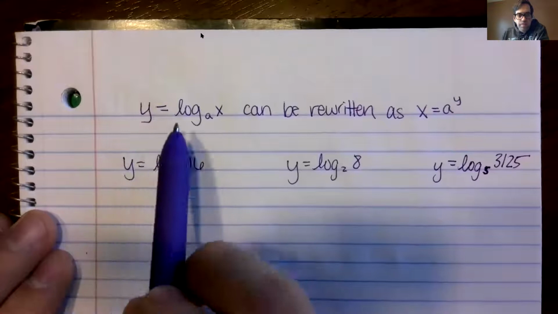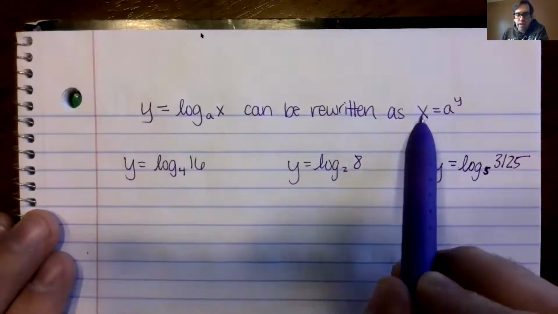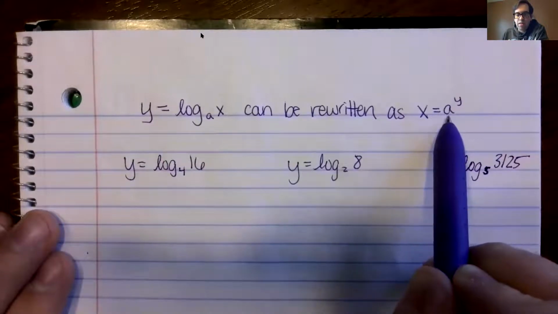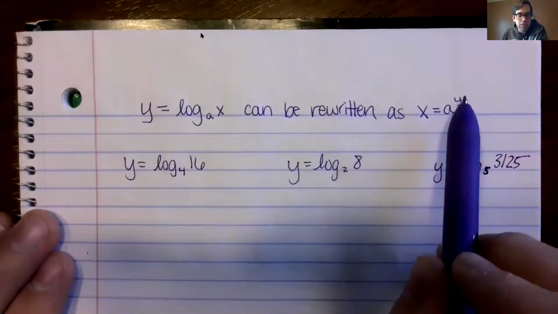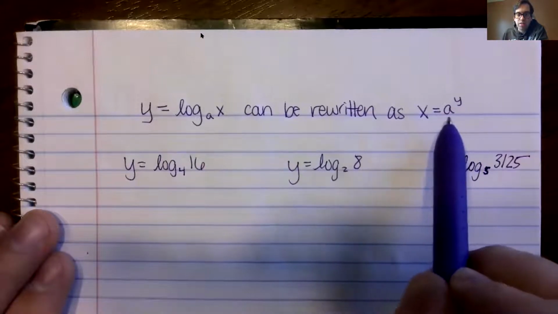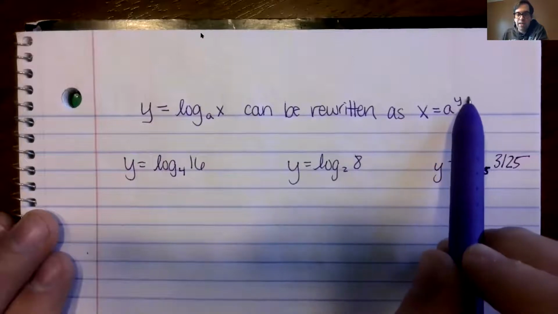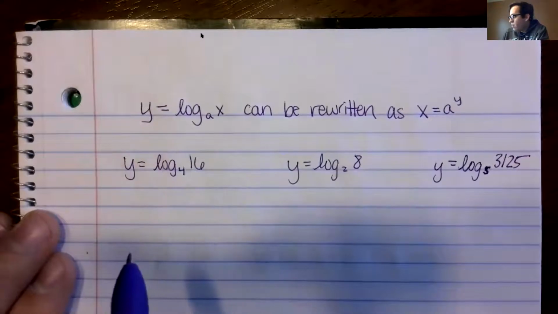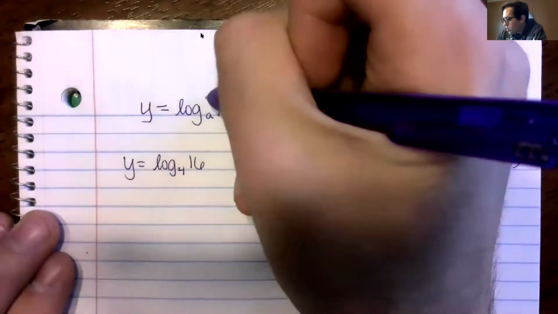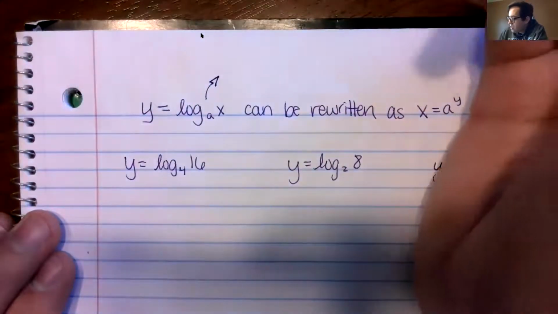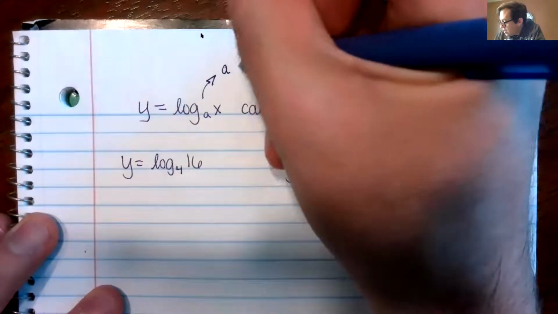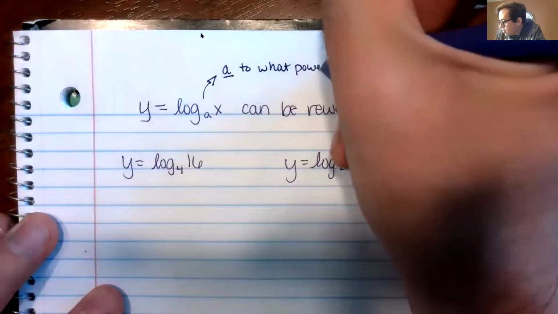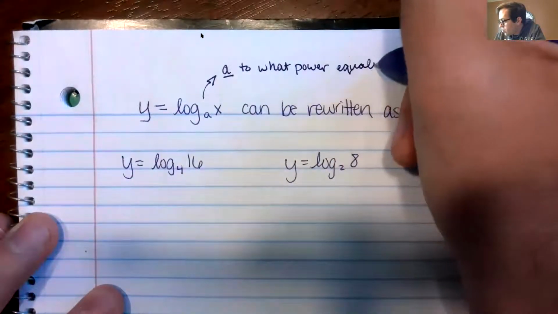So if we start with the exponential form, right? This is kind of what we're used to. We could say that some number x equals a to the y. And I'm just going to give each of those a letter so that we can see where each one of those is. So if x equals a to the y, that can be rewritten as y equals log base a of x. And so another way of thinking about a log, it's just saying a to what power equals x.